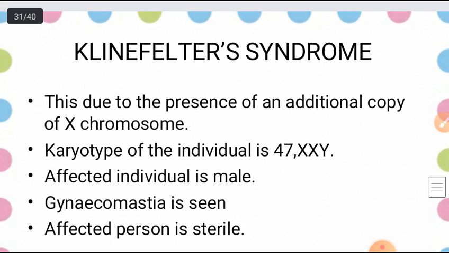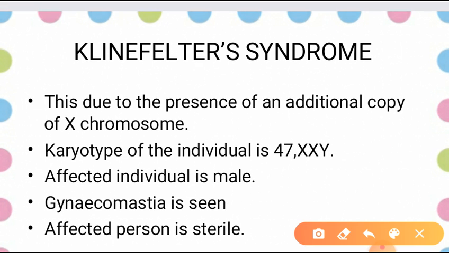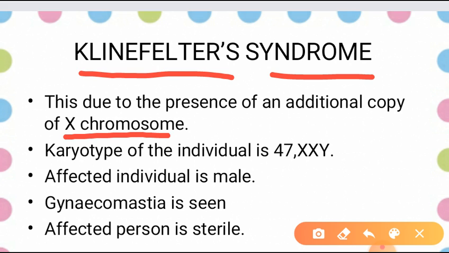Next disorder is called Klinefelter's syndrome. Here it is due to an additional copy of the X chromosome. The 23rd pair is the sex chromosome. In case of male it is XY. In case of female it is XX. But in case of Klinefelter syndrome, they have sex chromosomes XXY. As Y chromosome is present, the affected person is a male, but he has double X and Y chromosome.